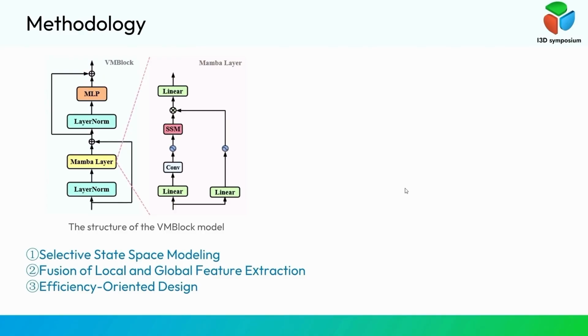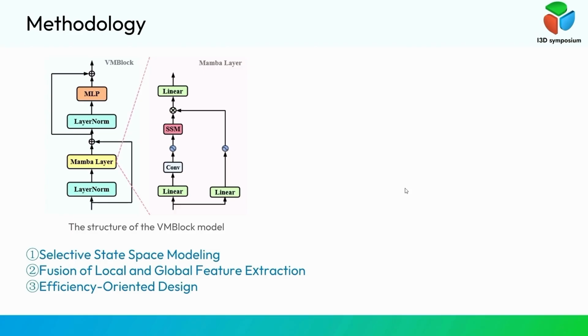Let's now take a closer look at the core innovations of the VM block and break down its contributions into three key aspects. First, the VM block leverages selective state space modeling. This design enables adaptive multi-level processing across the global feature space. Unlike traditional models with fixed dynamics, the VM block dynamically adjusts to different interaction patterns, which is especially effective in capturing fine, non-stationary hand motions, such as rapid finger movements, while suppressing irrelevant noise. This helps the model focus on what truly matters in bimanual interaction.